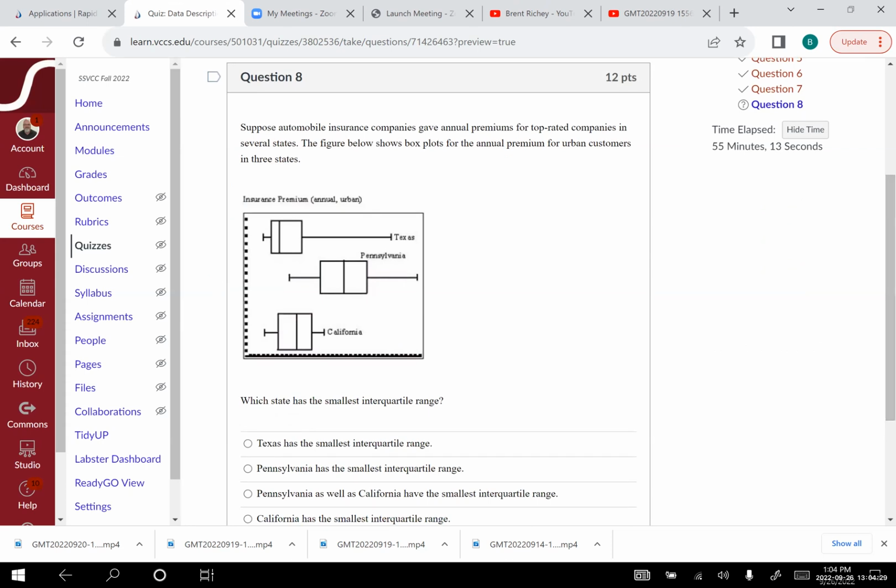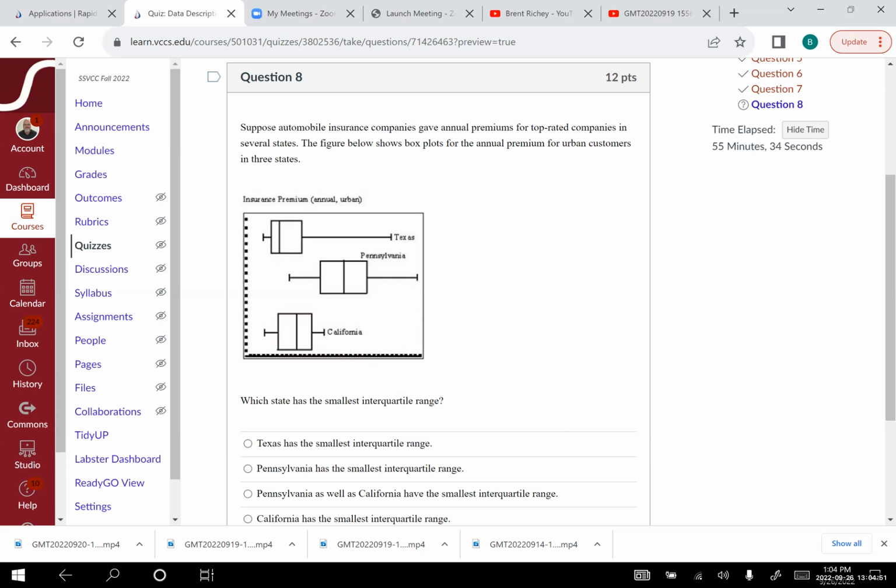Okay, who has the smallest interquartile range? Texas. And how did you get that? Oh, go ahead. I just agree with you. The interquartile part is smaller than all the other ones. Right. The left-hand side of the box, it's got the smallest box, right?